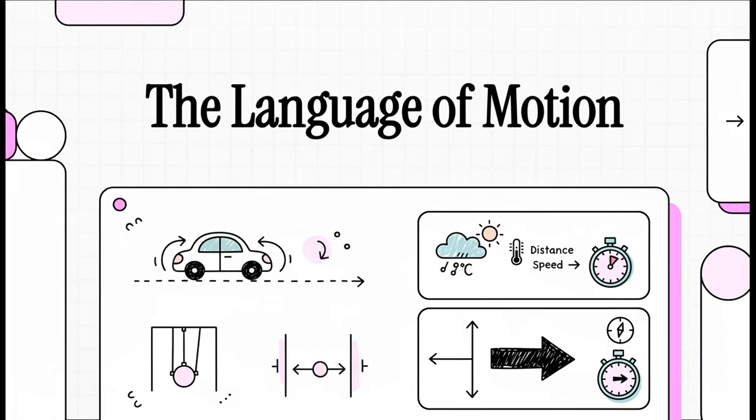Hey everyone, and welcome. Today, we are diving deep into the language of motion. You can think of it as the secret toolkit physicists use to describe pretty much everything, from a car hitting the gas to a planet circling the sun. And by the end of this, that toolkit is going to be yours.